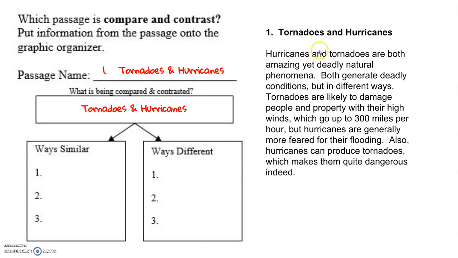So right in the first sentence, I see 2 ways that they're similar. They're both amazing and deadly. So I'm going to go ahead and put that they're amazing, and I'm going to go ahead and put that they're deadly. Notice that all of my clues I'm using from the paragraph. I'm not just making it up.